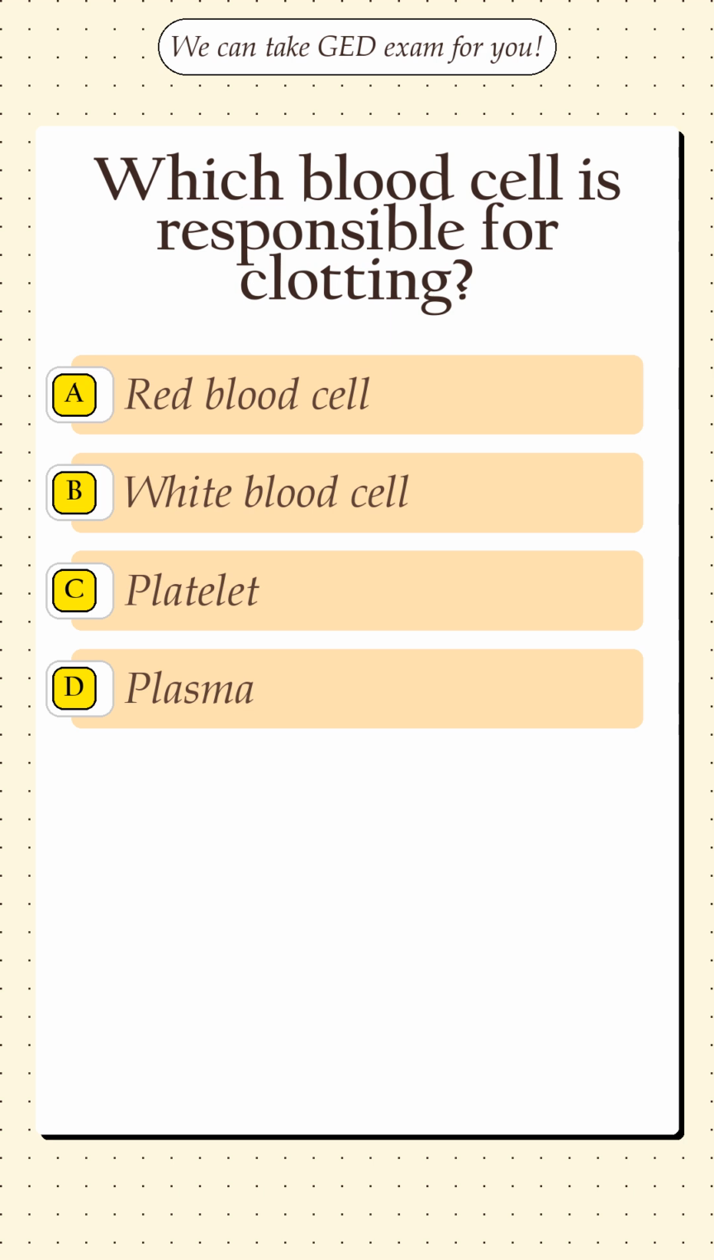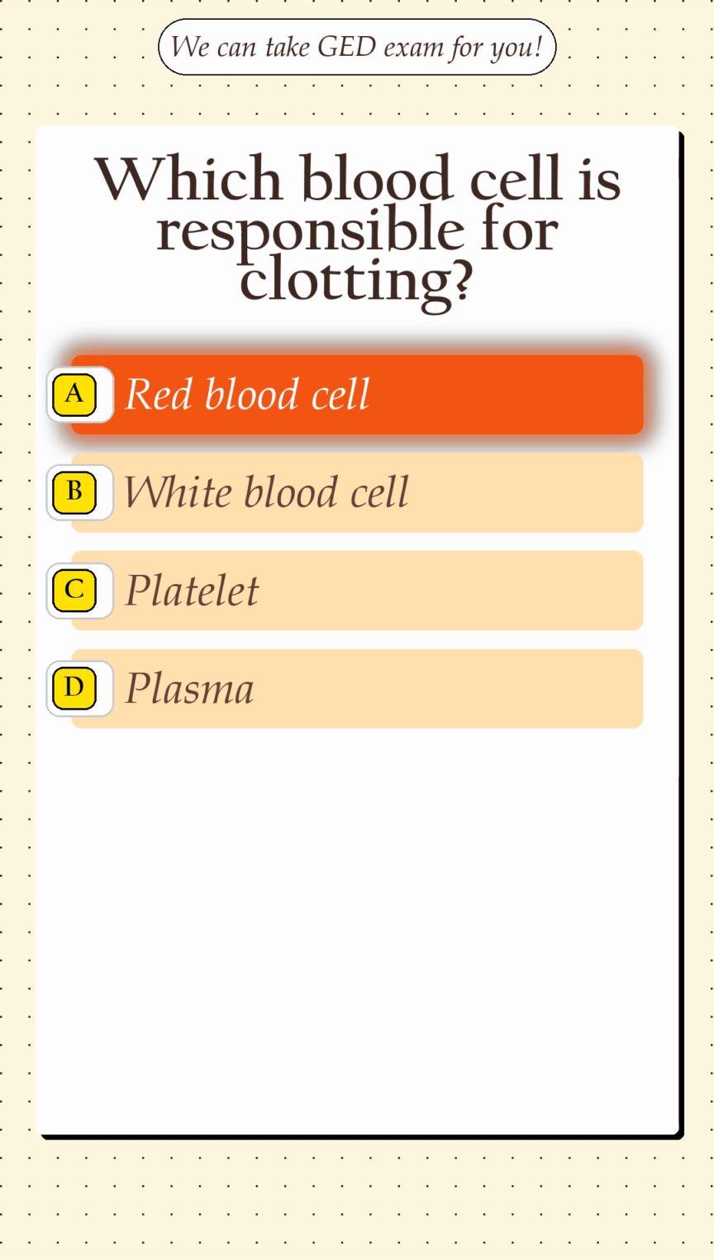Question 11. Which blood cell is responsible for clotting? Option A, red blood cell. Option B, white blood cell. Option C, platelet. Option D, plasma. The correct answer is option A, red blood cell.